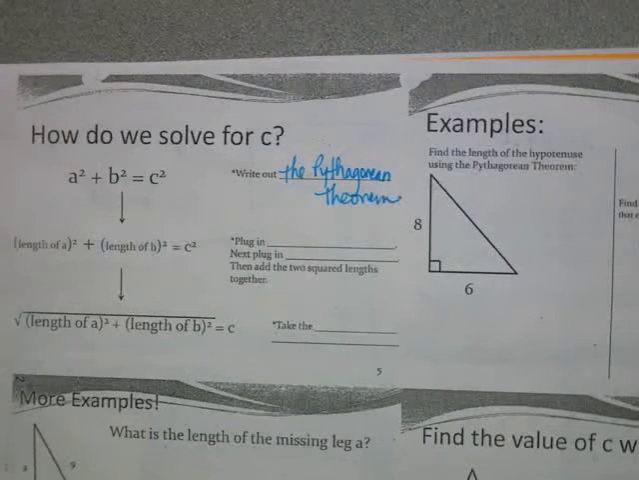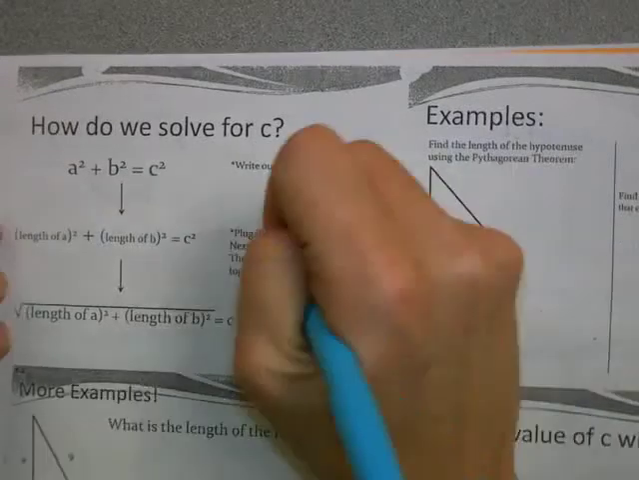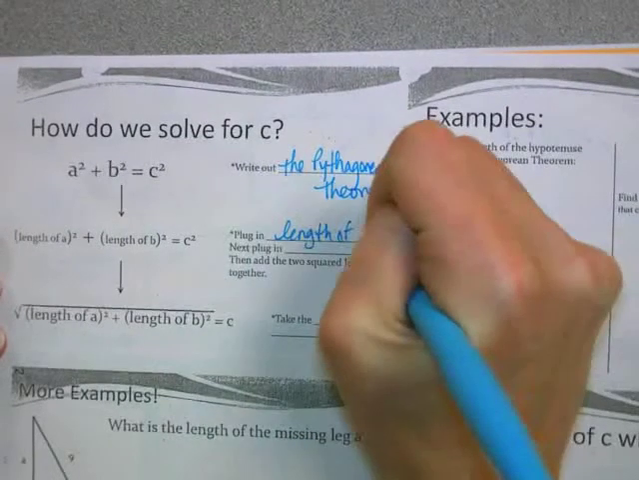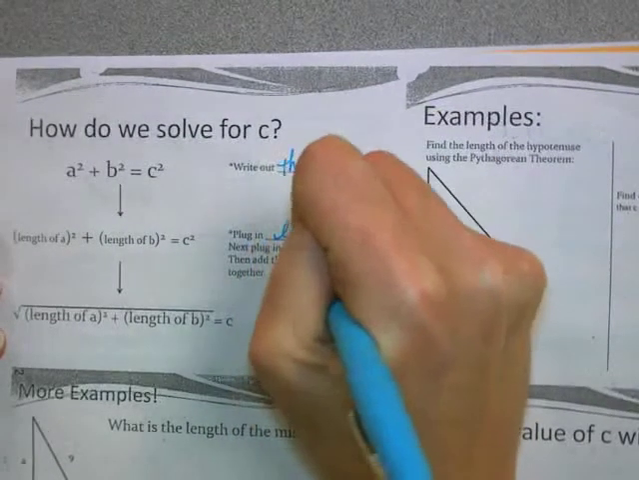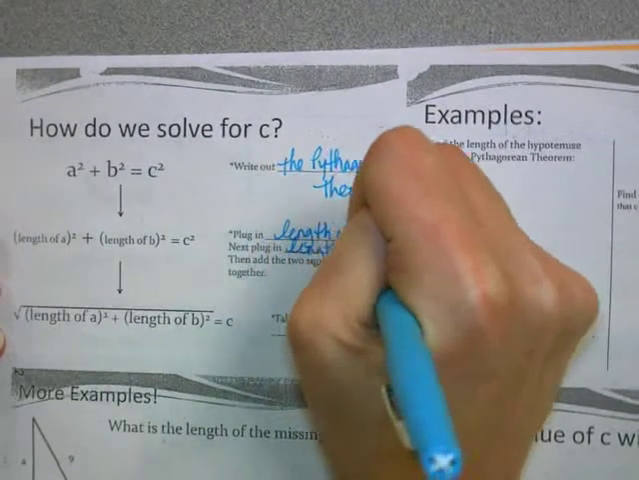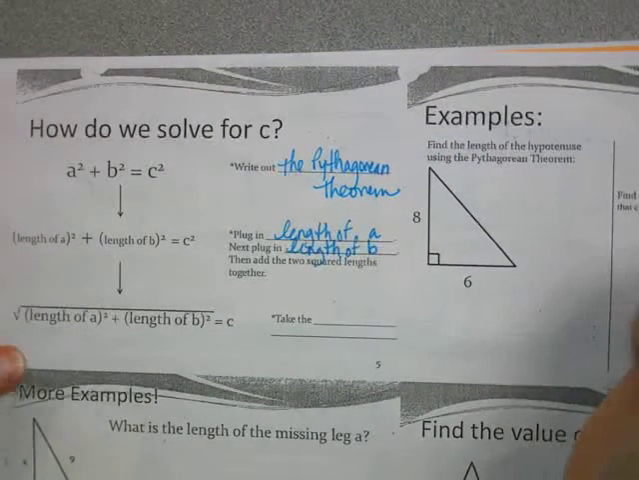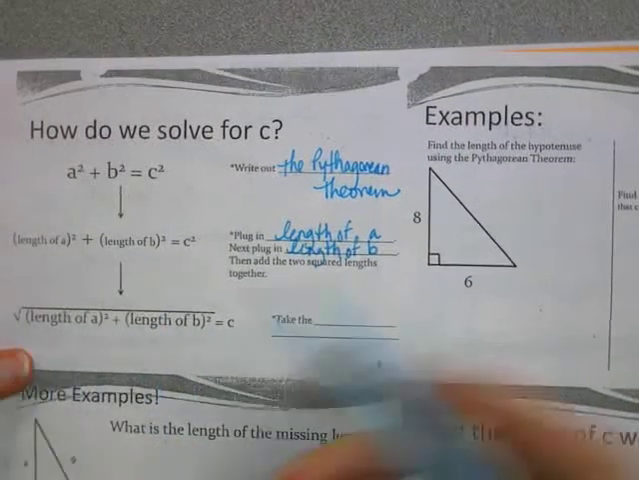So what you need to do is you need to plug in the length of A. Next, plug in the length of B. And then add the two squared lengths together. And then your final step, what's this guy? That's a square root. So you're going to take the square root.